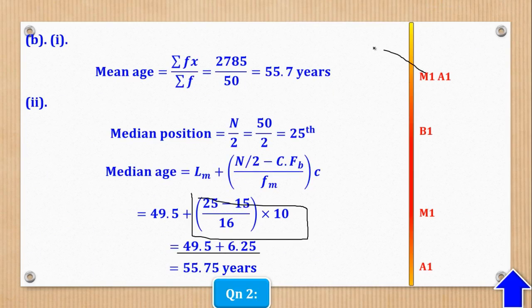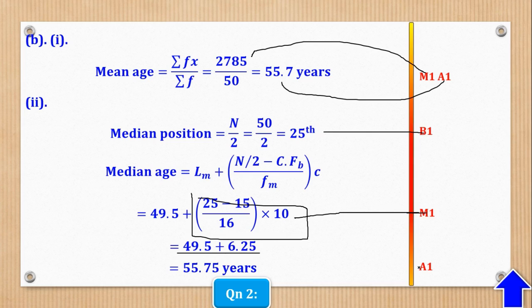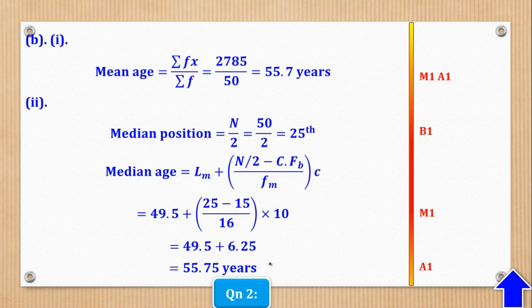So M1 is for substitution here, and A1 is for the output. B1 is for getting the median position, M1 is for substituting, and A1 is for the final output.